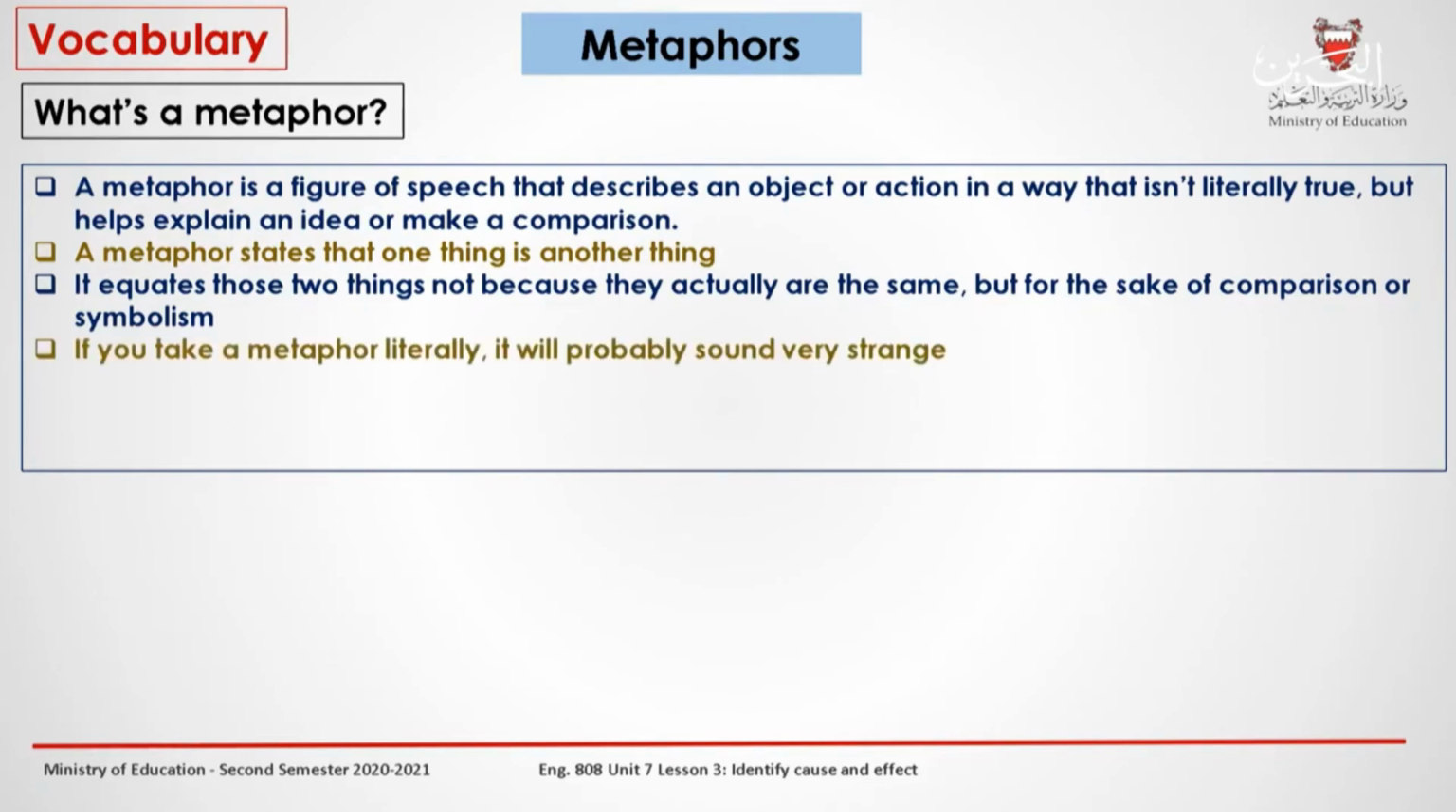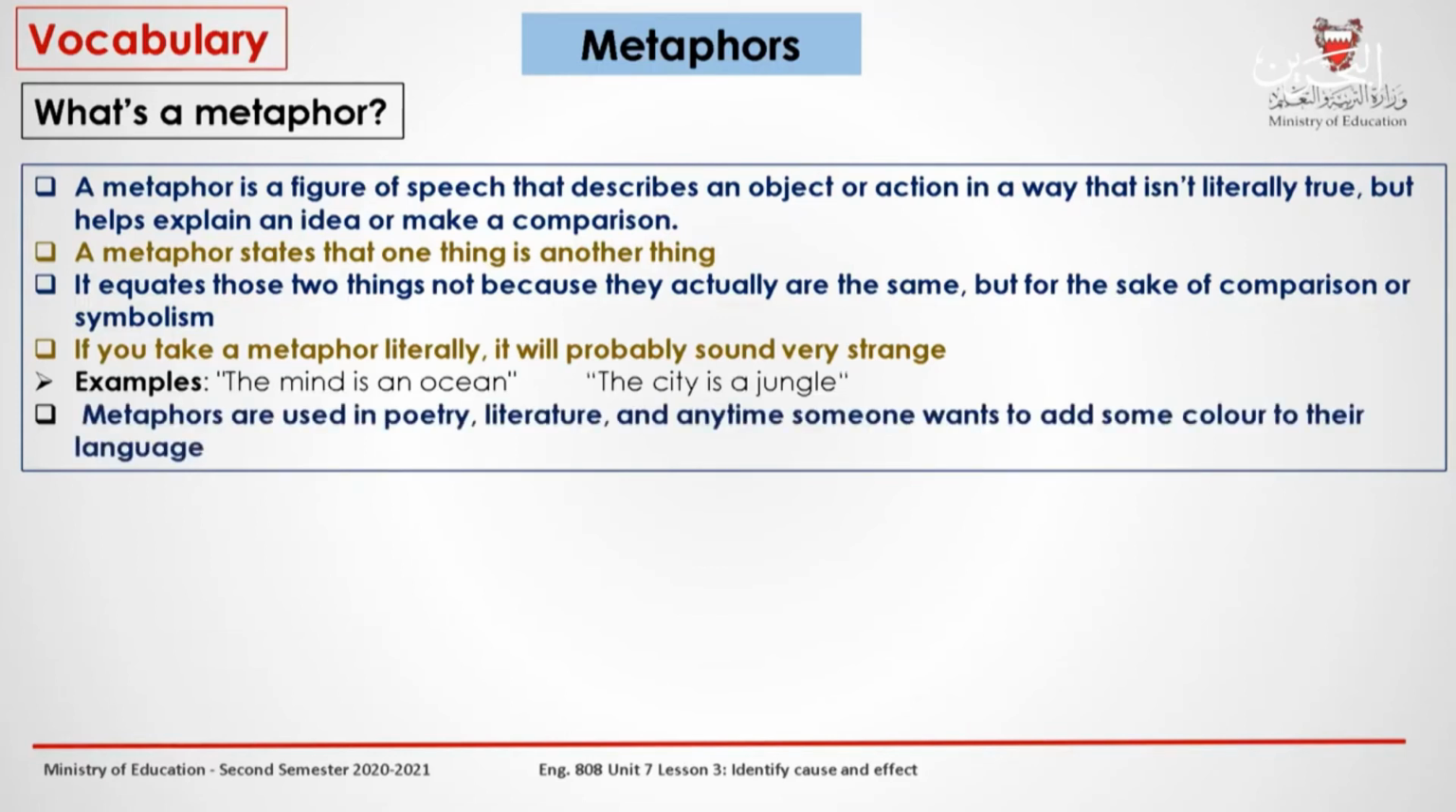If you take a metaphor literally, it will probably sound very strange. Example: the mind is an ocean. The city is a jungle. Of course, the mind is not an ocean and the city is not a jungle. But metaphors are used in poetry, literature, and any time someone wants to add some color to their language.